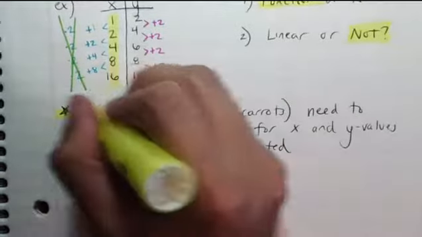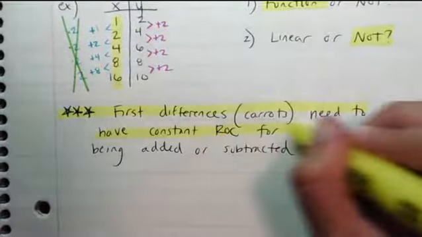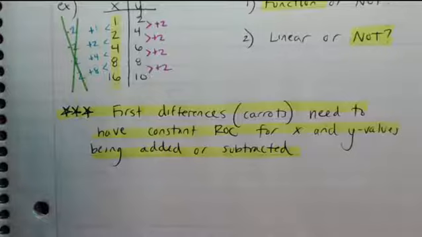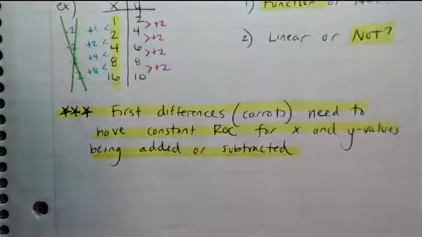So when I'm looking for the constant rate of change for the x's and the y's, I'm looking to see if it's the same thing being added or subtracted. If it's the same for the x's and the y's, or they're going up or down by the same on each side, then it would be considered linear.